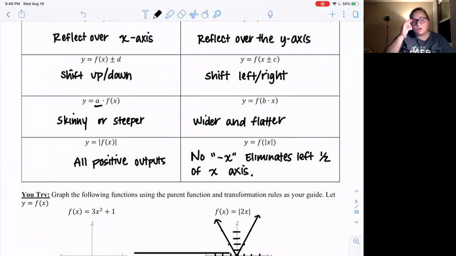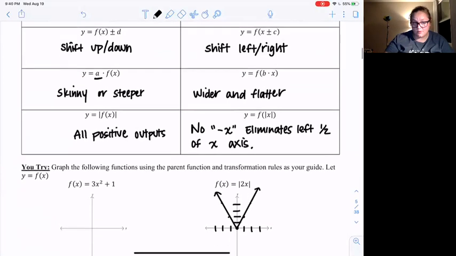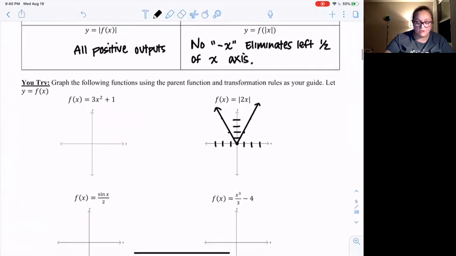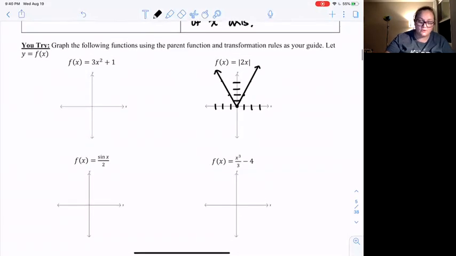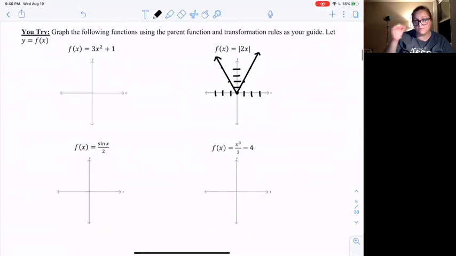Okay, so you have a couple of examples that I'd like for you to try on your own. I do have one of them solved for you. And so go ahead, pause the video and try these on your own, and then I'll go over them with you in a moment.